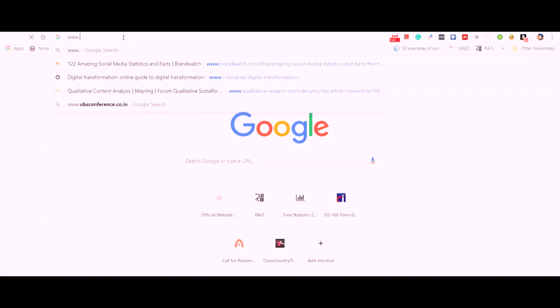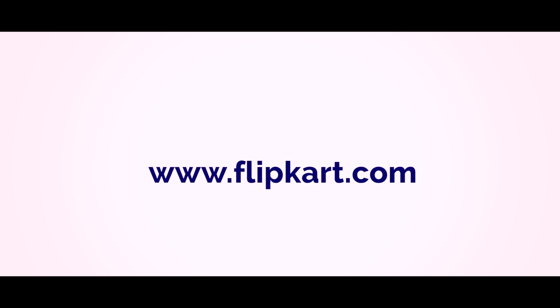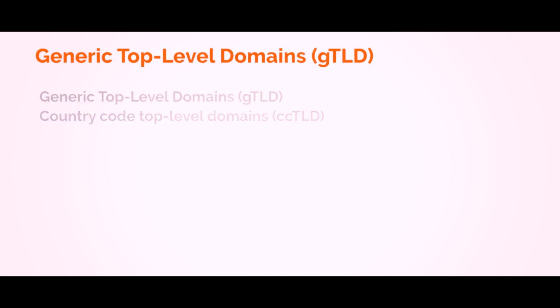Here are a few examples of domain, like www.puchd.ac.in, www.amazon.in, www.flipkart.com. There are different types of domain names, like generic top level domains and country code level domain names.